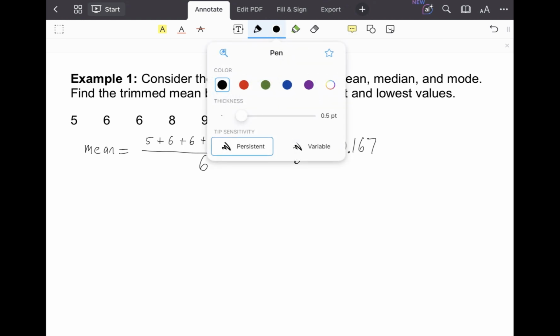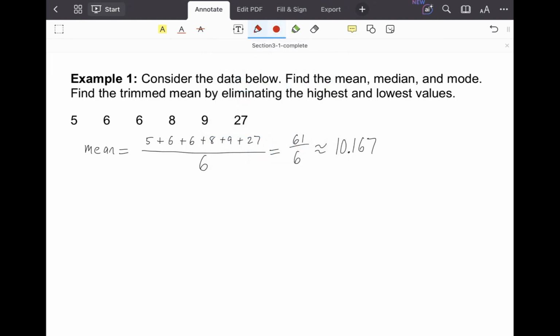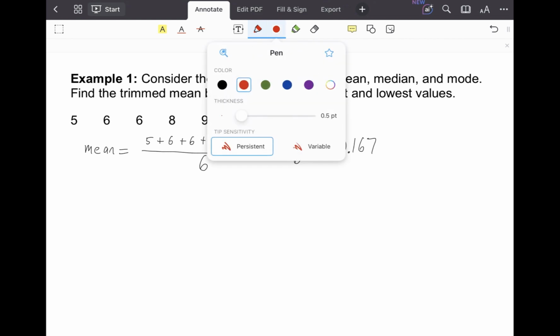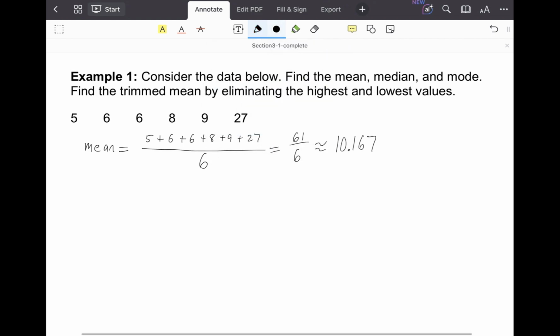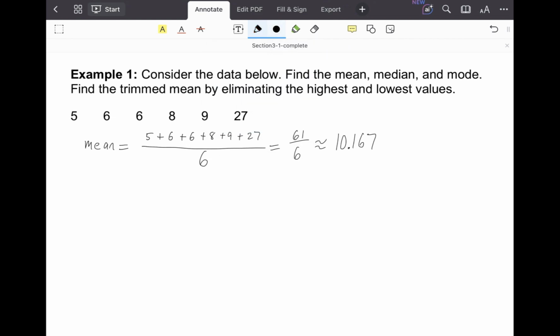Okay, so we can kind of see, just imagine the mean of 10.167 is right here. This 27 is much larger than the rest of them, so it's skewing the data to the right. It's making this average much larger than what is actually towards the center of this data set.